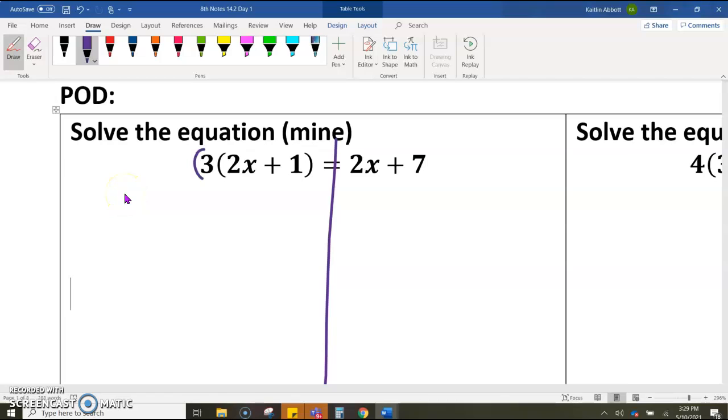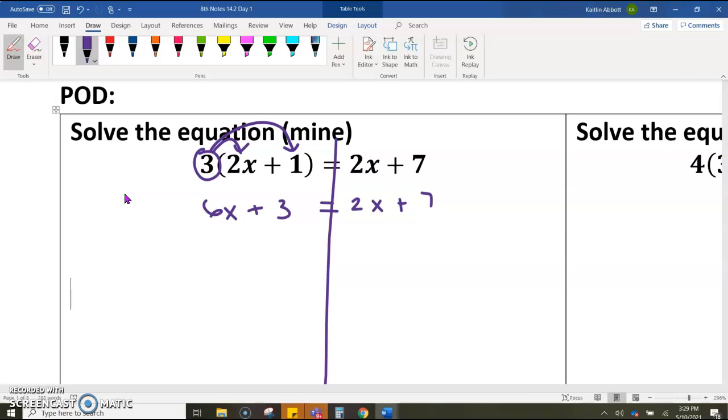So I'm going to take that 3 and do 3 times 2x. 3 times 2x gets us 6x. And 3 times 1 gets us 3. It's a positive 1, positive 3, so it's going to be a positive 3. And then we're just going to bring all this other stuff down on the other side. 2x plus 7. Okay, now we got to get the x's to one side, the constants to the other side, and get x all by itself.